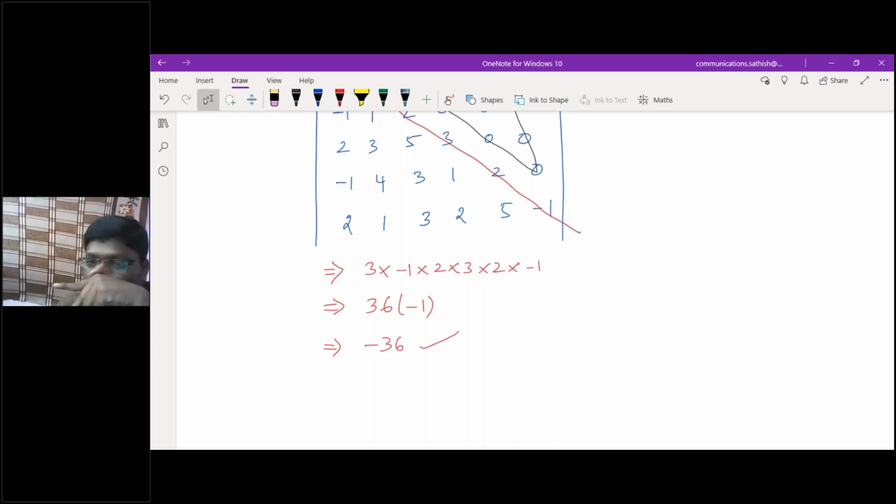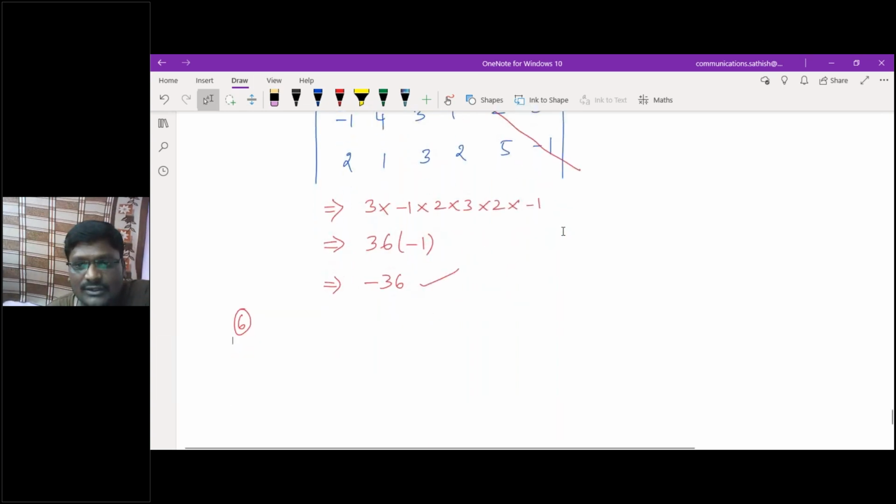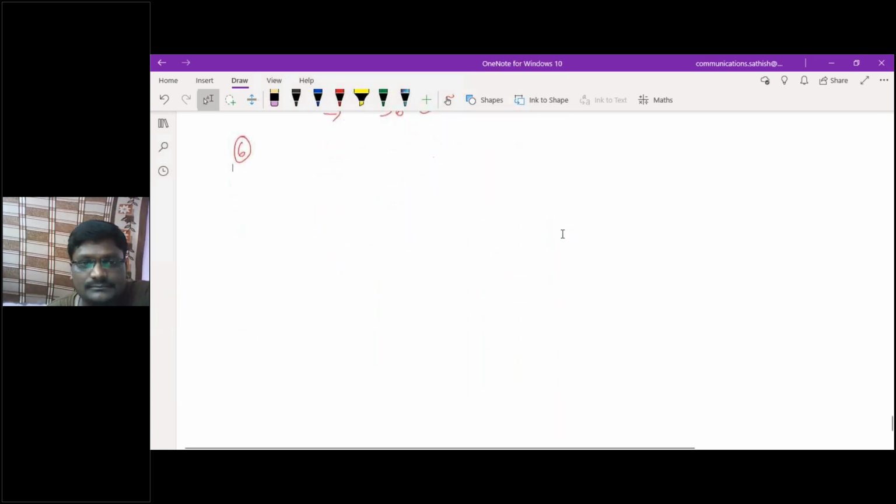This is the answer for the corresponding determinant, right? Yes. Are you able to follow me? Yes, sir. Are there any doubts? I think it is clear. Shall I move on to the next problem?